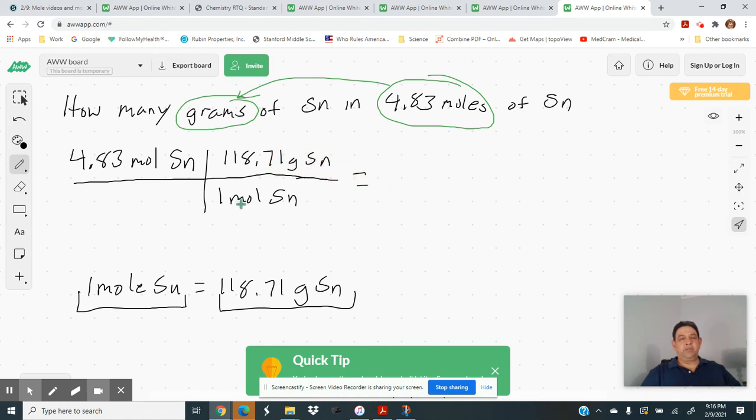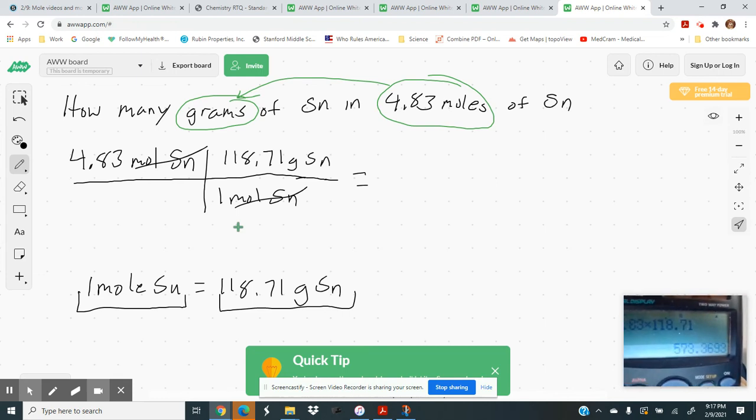That's going to equal, and once again, the moles of tin cancel out. You can do all these with proportions also, as long as you understand it. This is a proportion, it's just set up in a different way. Since they're both in the numerator, we just multiply: 4.83 times 118.71. That's going to give me this number.